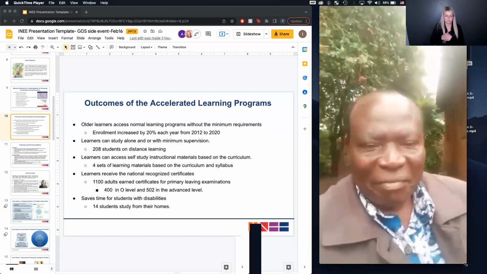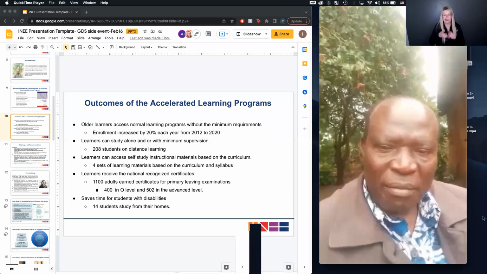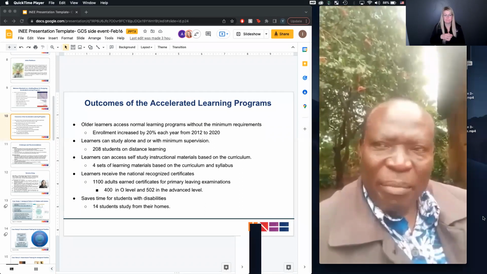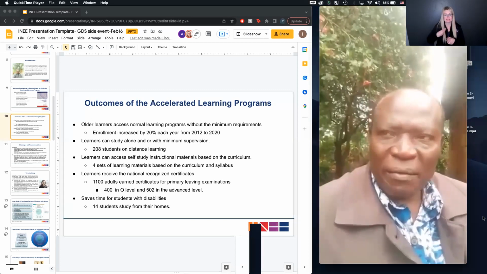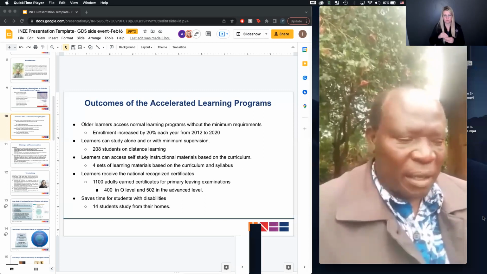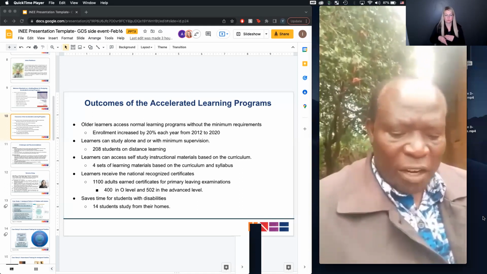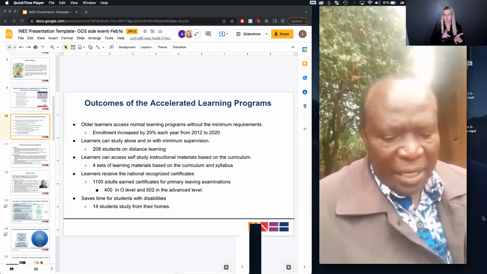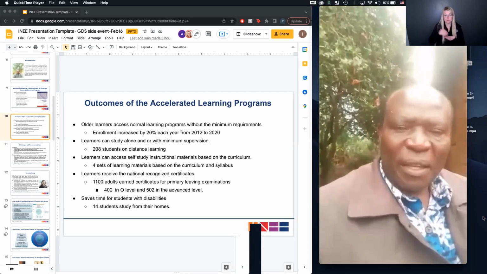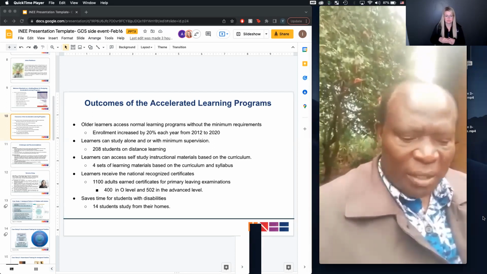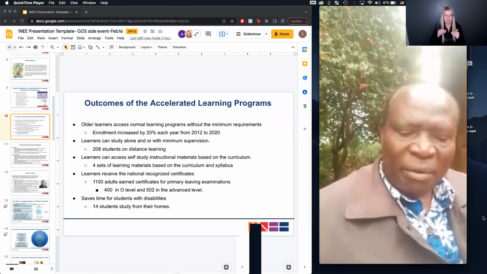At this time, we are sharing the outcomes of the use of Accelerated Learning Program. Accelerated Learning Program, upon implementation, has given us better results. It has given us good results in terms of enrollment. We have had about 1,100 students sitting examinations at primary leaving examination level, those who are using Accelerated Learning Program.